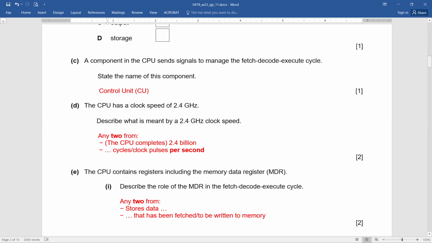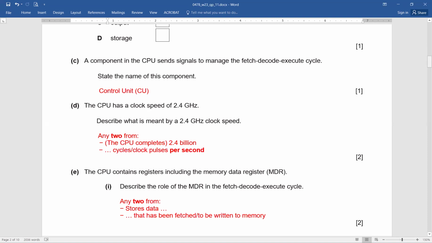Part D. The CPU has a clock speed of 2.5 gigahertz. Describe what is meant by a 2.5 gigahertz clock speed. It's a 2-mark question. So how will you score 2 out of 2? You can say the CPU is going to complete 2.5 billion cycles per second, or you can say the CPU completes 2.5 billion clock pulses per second. And in this manner, you will be scoring 2 out of 2. 2.5 billion cycles per second or clock pulses per second.